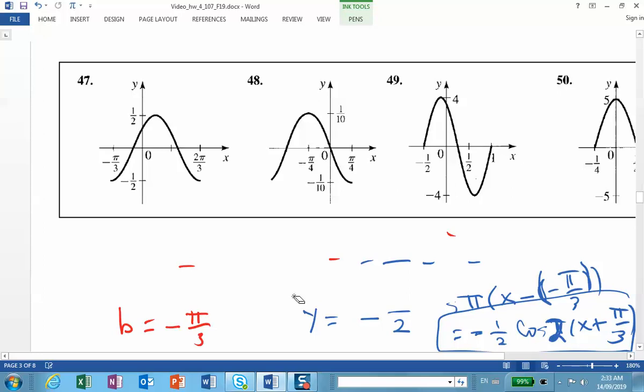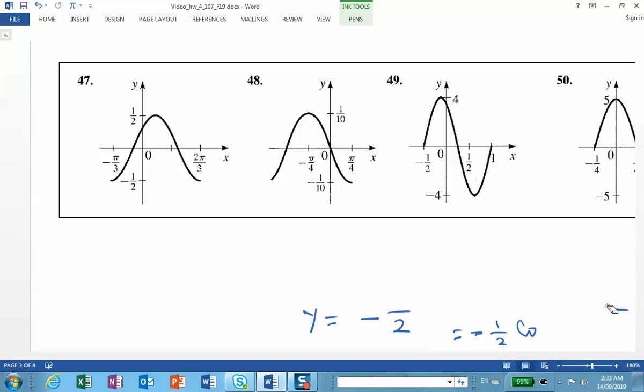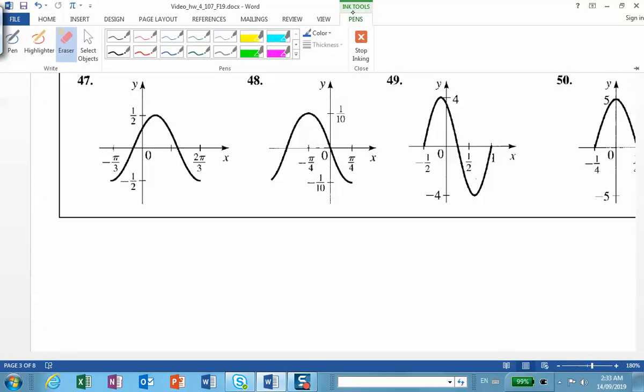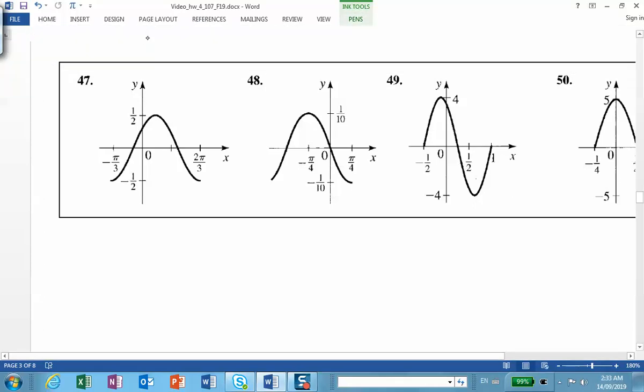Gotta be very careful with these things. And these are the kind of problems that I'm going to ask you to do, at least some of them, on the quiz and test, because on these you cannot bring your calculator. You must have done it, and you must be arguing it properly, otherwise you can't get the answer. Okay, let's look at the 48. Obviously, A is 1 over 10. No problem.